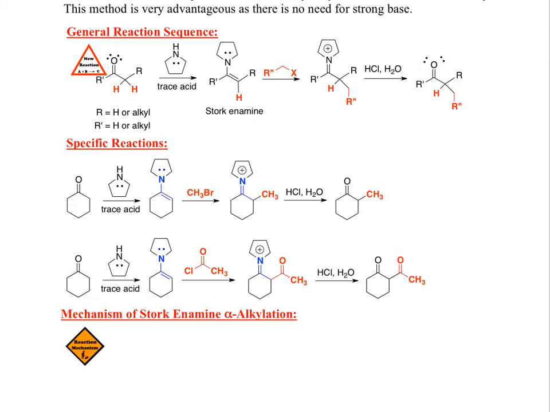We can, again, treat this with any electrophile to add to this carbon, but the interesting thing here is we've got an acyl chloride. Again, we make the enamine, and that enamine will attack this electrophile, and we will make the iminium ion plus our electrophile has been added, and again we'll hydrolyze this under aqueous acid to, in this case, give us a beta dicarbonyl compound.